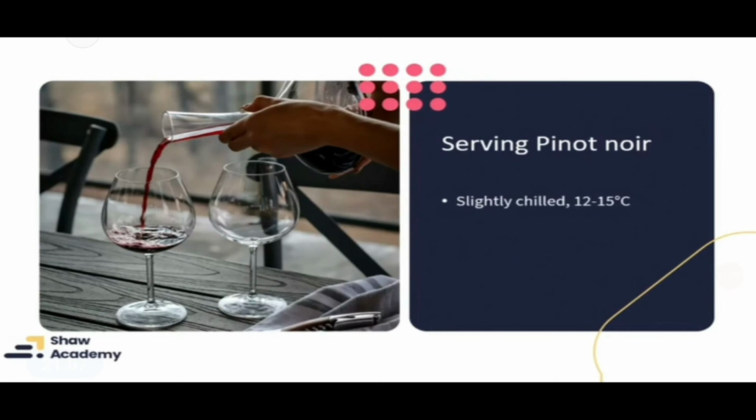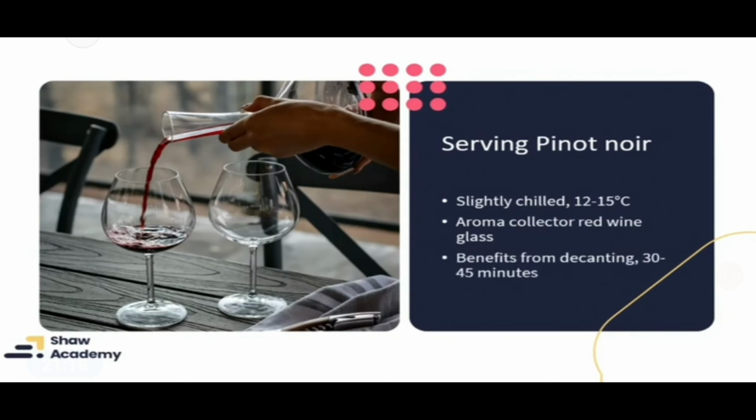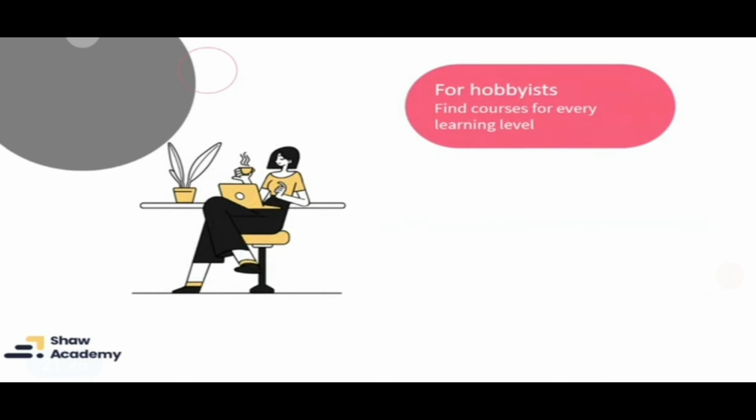When serving Pinot Noir, we can serve it slightly chilled, between 12 and 15 degrees Celsius. Use an aroma collector glass so that we can really gather all of those lovely, delicate aromas of a light-bodied Pinot Noir. And Pinot Noir wines will benefit from decanting between 30 minutes and 45 minutes.